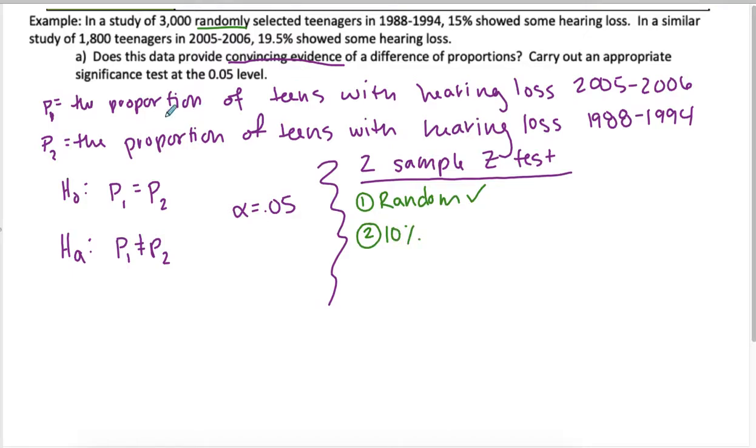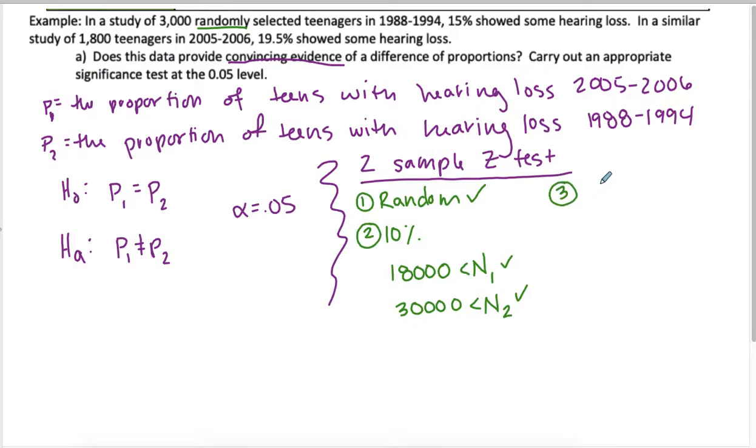10%. Okay, so for the first group, we had 1,800. I'm going to multiply that by 10 and make sure that that's smaller than the first population. Should be plenty more than 18,000 teenagers there. And the second group, I'm going to have 3,000 multiplied by 2. And again, for the second group, there are more than 30,000 teenagers in 1988. So we've met the independence requirement.